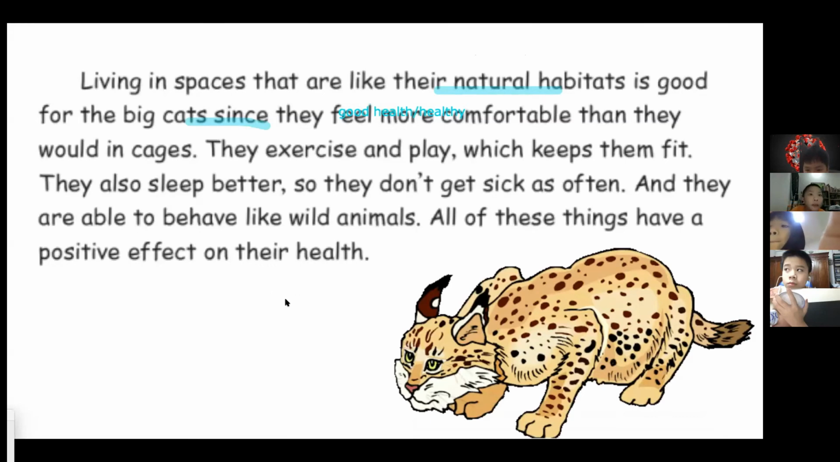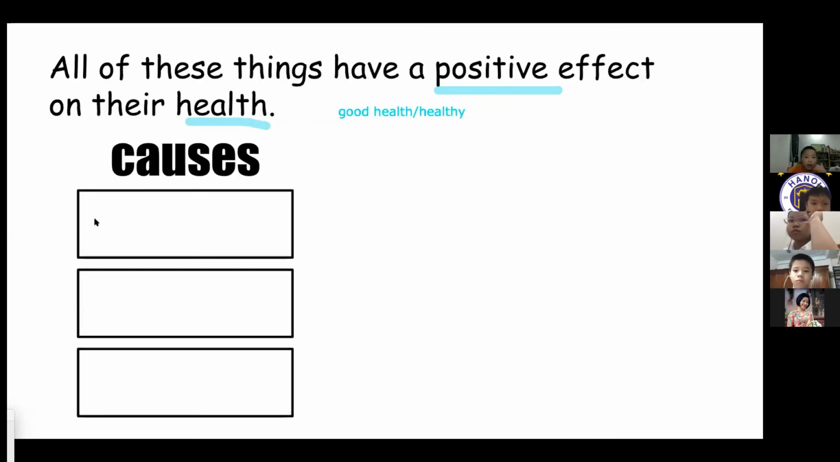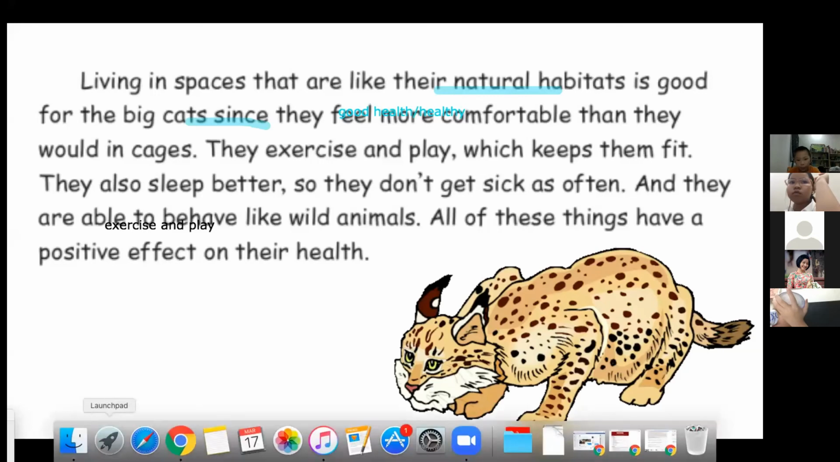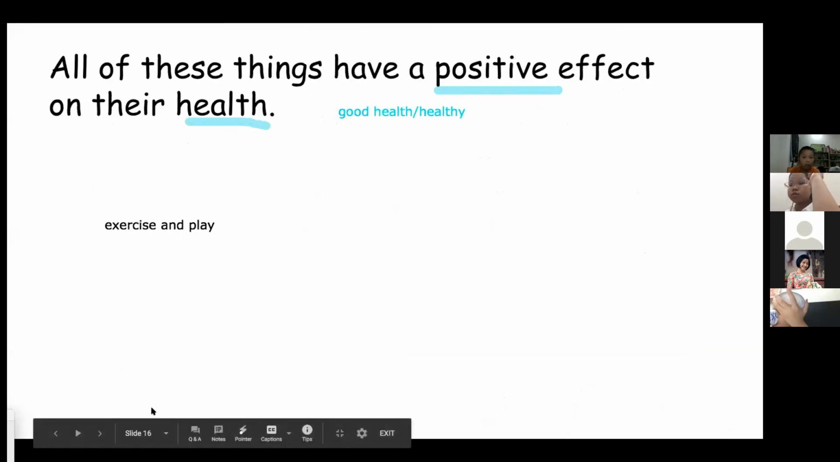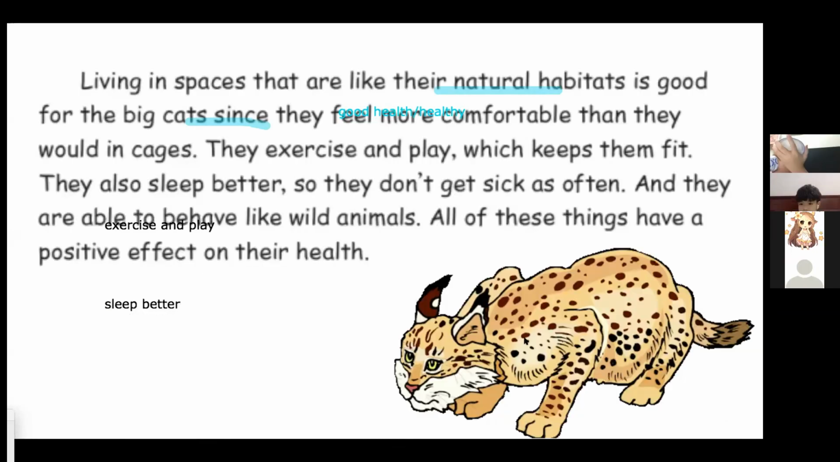Okay. So we want to know the three things that have a positive effect on their health. They exercise and play, which keeps them fit. Okay. Exercise and play. Okay, what's another one? They sleep better. Okay, so we want to make sure we're looking for things that are in our actual paragraph. And what is another thing? They feel more comfortable than they would in just regular cages.